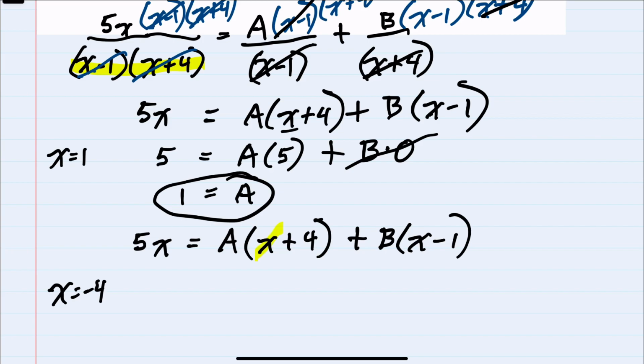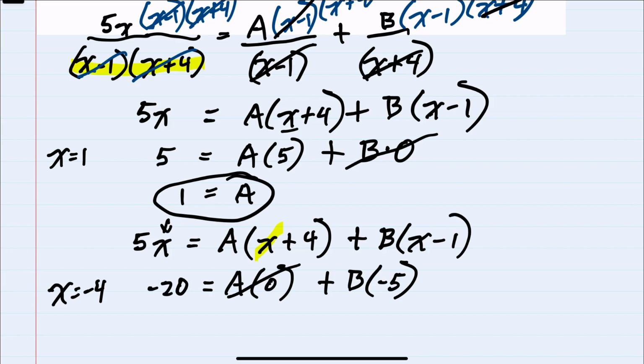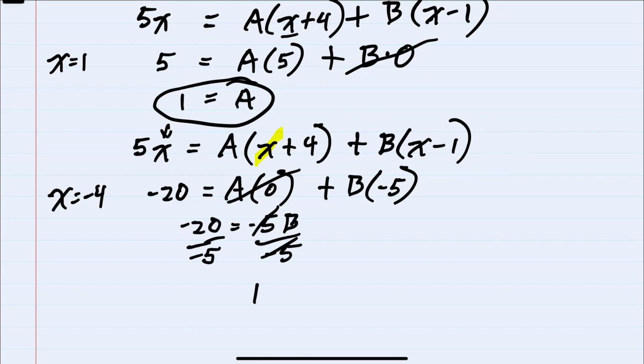This will zero out this factor, giving me on the left-hand side 5 times negative 4 is negative 20. We have a times negative 4 plus 4 is 0, plus b times negative 4 minus 1 is negative 5. So here we can see the a's have canceled. Negative 20 equals negative 5b. So solving for b, we have b is negative 20 divided by negative 5, or a positive 4. So we have our a, which is 1, and our b, which is 4.